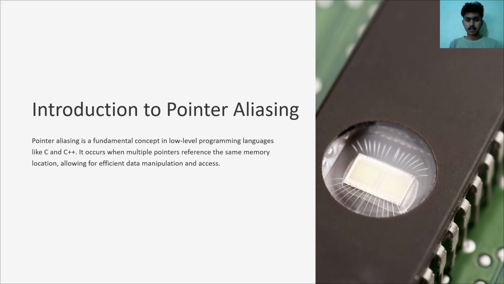Introduction to pointer aliasing. Pointer aliasing is a fundamental concept in low-level programming languages like C and C++. It occurs when multiple pointers reference the same memory location, allowing for different efficient data manipulation and access.